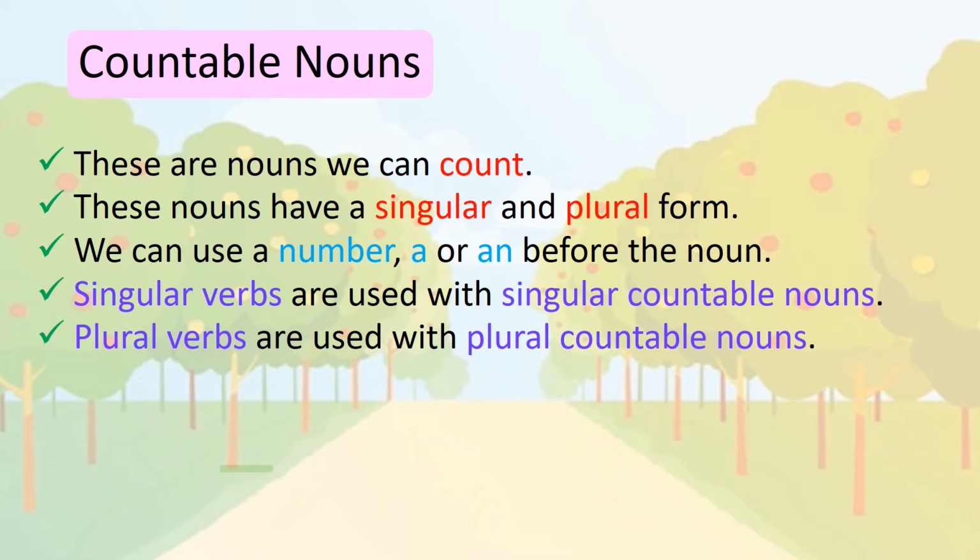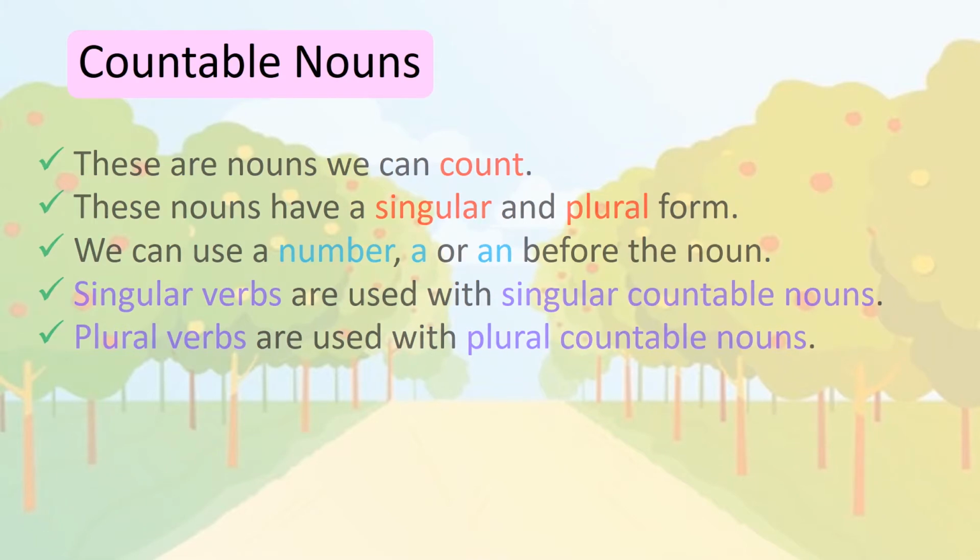Here is the summary of countable nouns. You need to remember, countable nouns are nouns we can count. These nouns have a singular and plural form. We can use a number, a, or an before the noun. Singular verbs are used with singular countable nouns. Plural verbs are used with plural countable nouns.